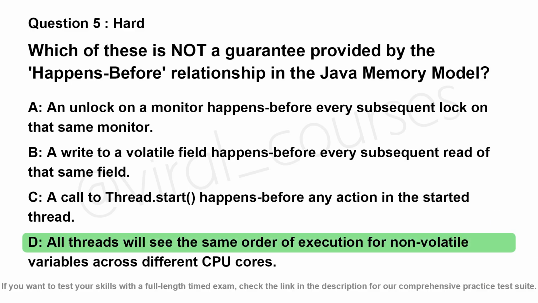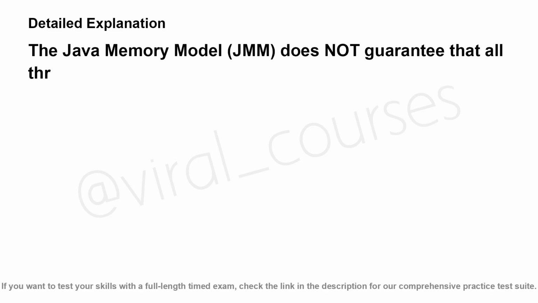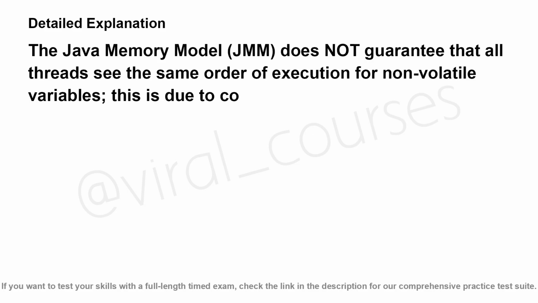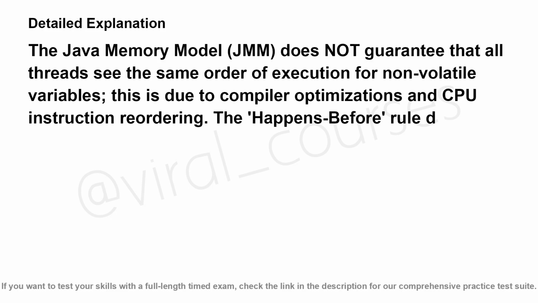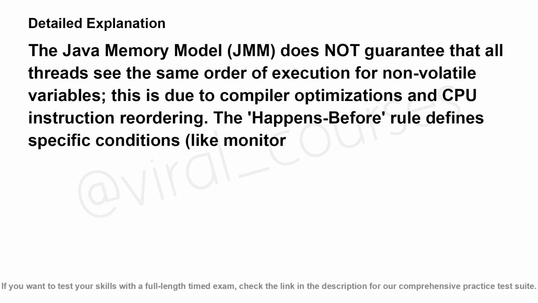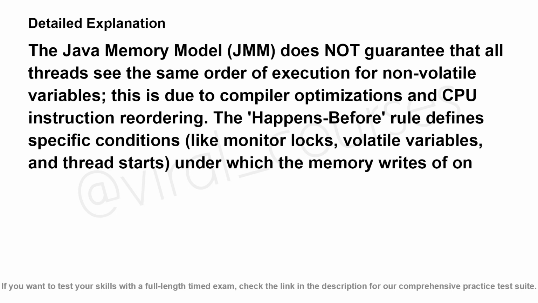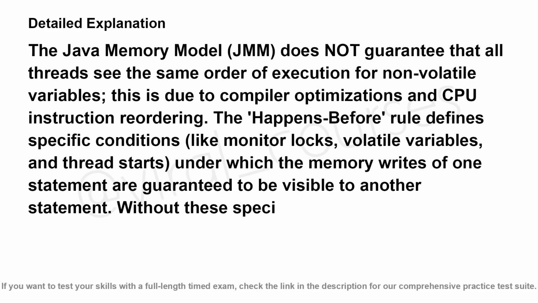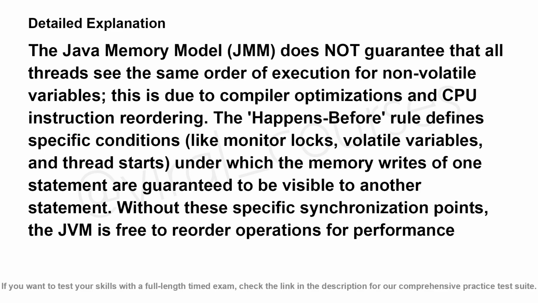The correct answer is D. The Java Memory Model, JMM, does not guarantee that all threads see the same order of execution for non-volatile variables. This is due to compiler optimizations and CPU instruction reordering. The happens-before rule defines specific conditions, like monitor locks, volatile variables, and thread starts, under which the memory writes of one statement are guaranteed to be visible to another statement. Without these specific synchronization points, the JVM is free to reorder operations for performance, which can lead to data races.